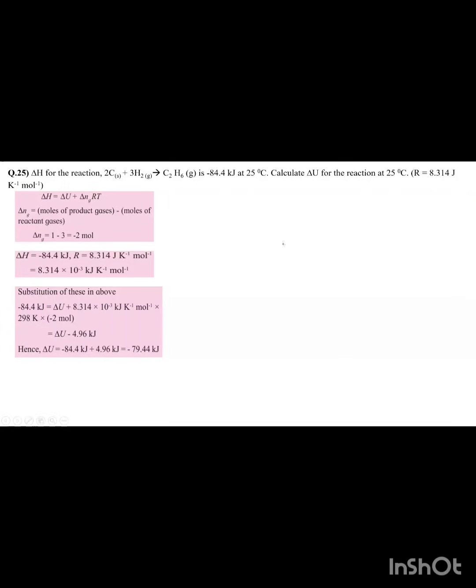Next one, write the monomers used for preparation of glyptal, the structure of glyptal, and the third one is uses of glyptal. So glyptal is prepared with the help of ethylene glycol and phthalic acid. So it is a polyester polymer. Structure is given. Applications: it is used in paints and lacquers.